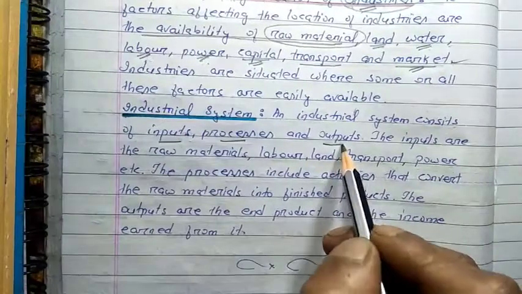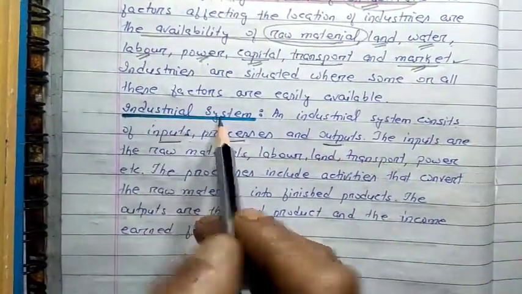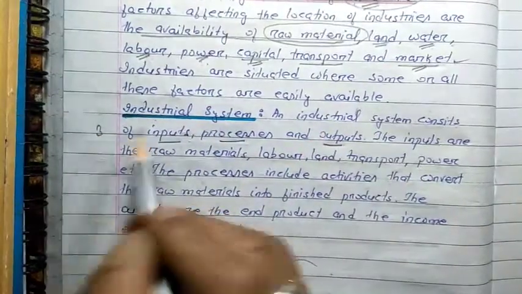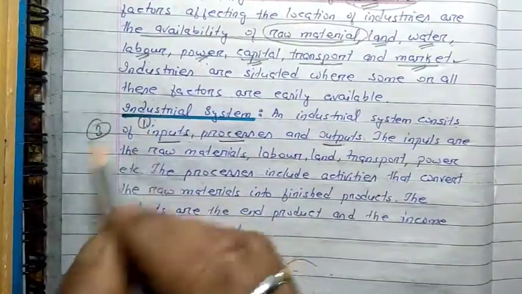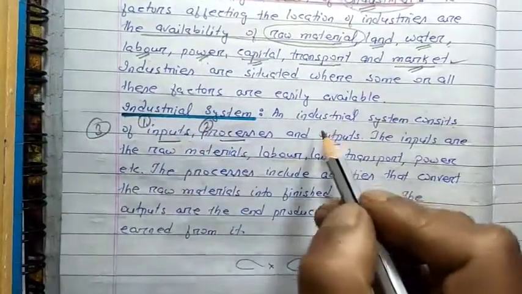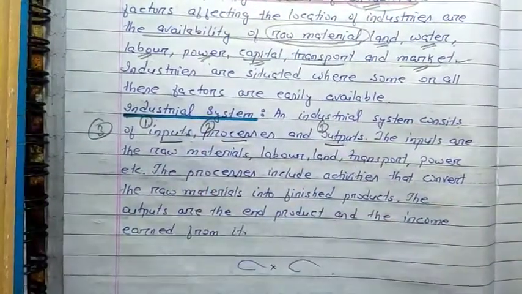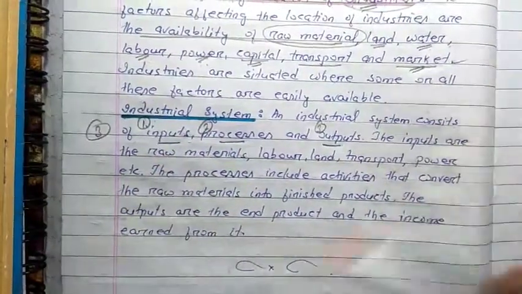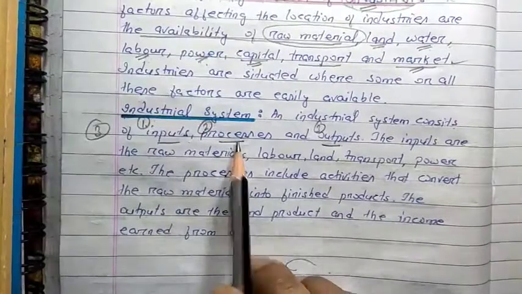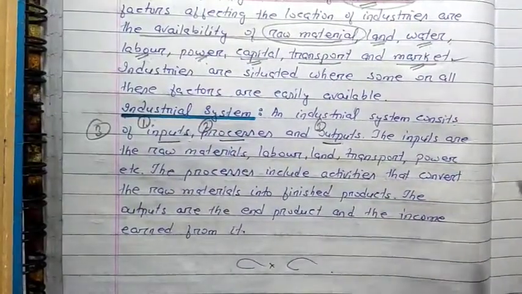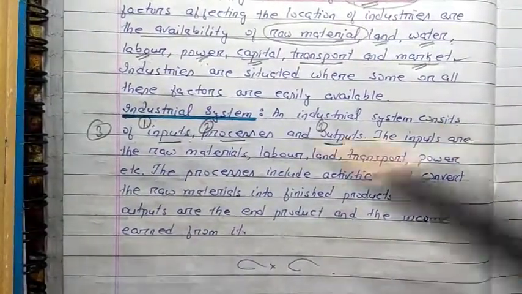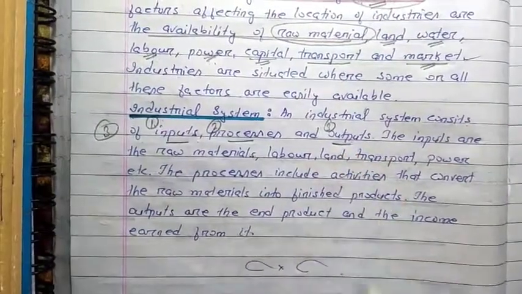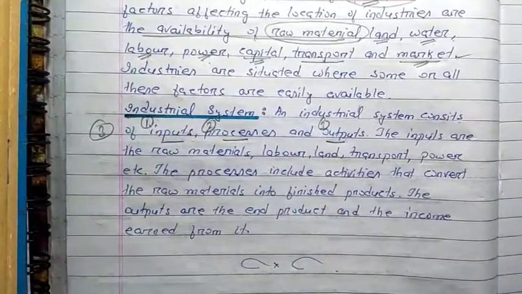It is also important to understand the meaning of industrial system. The industrial system involves 3 things: one is input, another is processes, and the third is output. In simple terms, input means what we need to provide, or the raw materials. Processes means the different processes or systems involved in giving the raw material the shape of the finished product, and output is the finished product as well as the benefit or profit obtained.